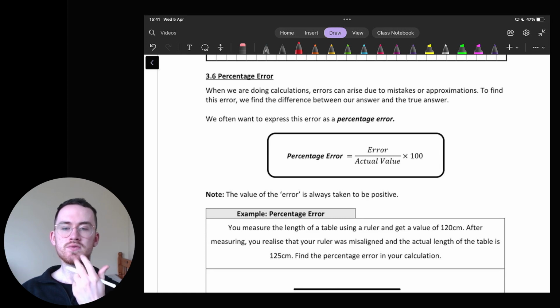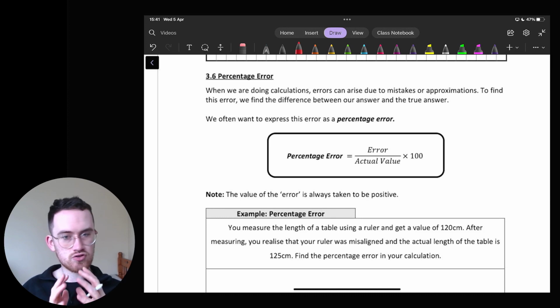So what we want to do is take our error and write it as a percentage. You can think of this really as being the same as your percentage profit, percentage loss. It's the same idea. And in the same way, as with profit or loss, we take the error to be positive. We don't say you were under it or you were over it. You're still just wrong. So we just take the error to be positive.